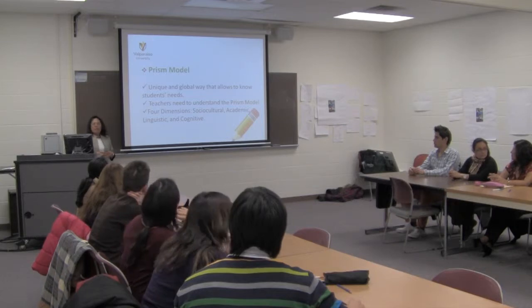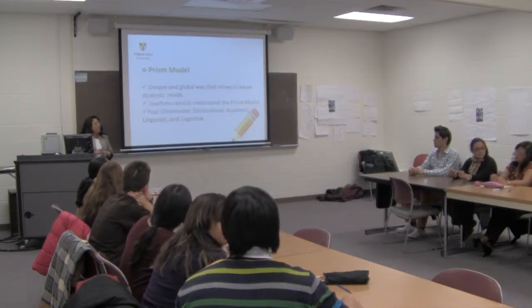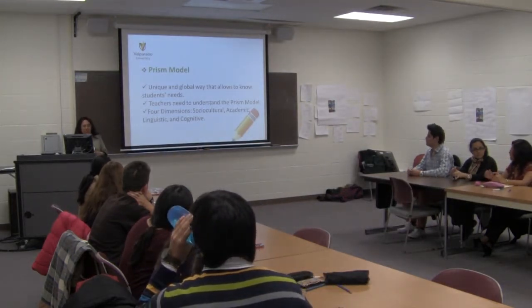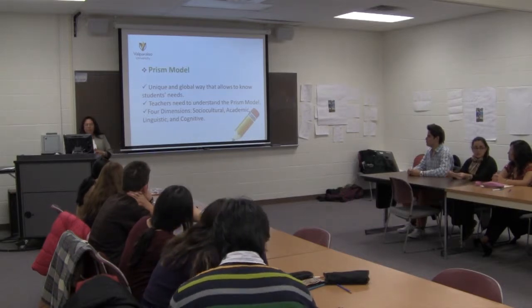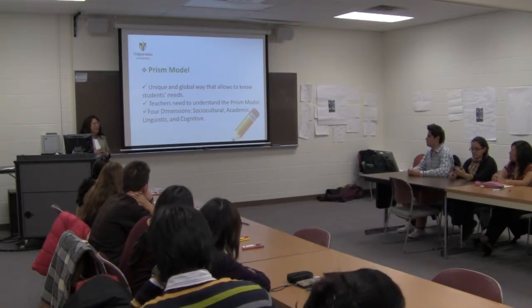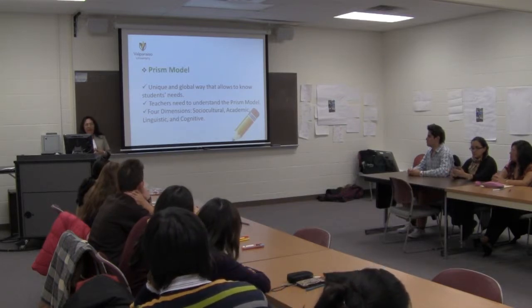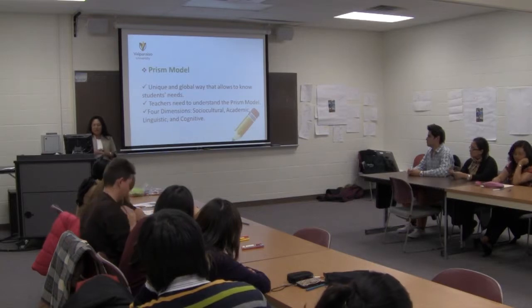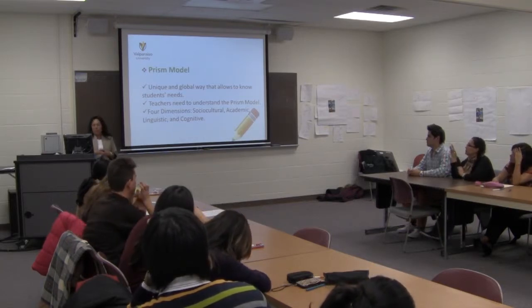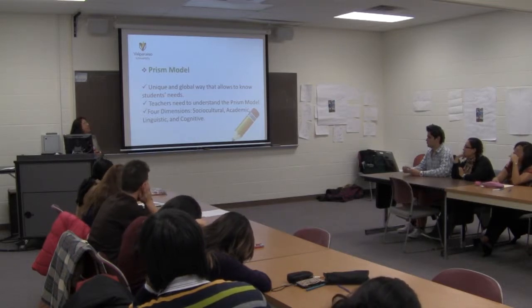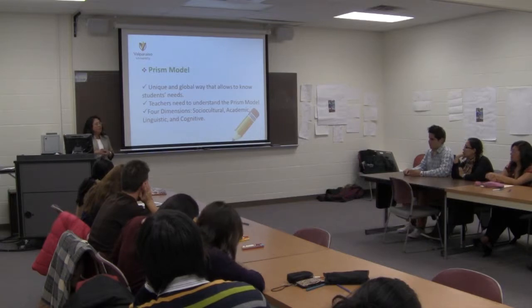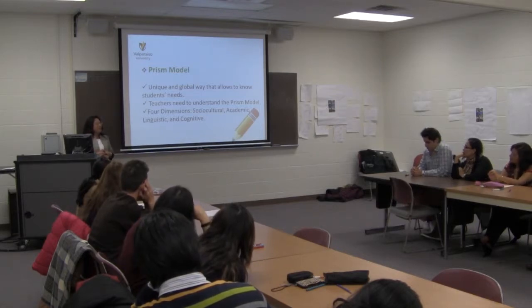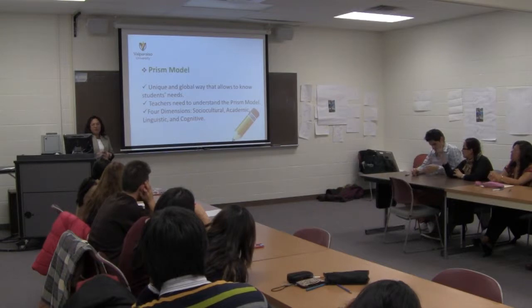The prism model is considered a unique and global way that allows us to know students' needs and challenges related to the language. This is to say how students can acquire, develop, and process and construct the content. Teachers need to understand the prism model in order to know the students' backgrounds. Also, in the prism model, we have 4 dimensions: sociocultural, academic, linguistic, and cognitive.